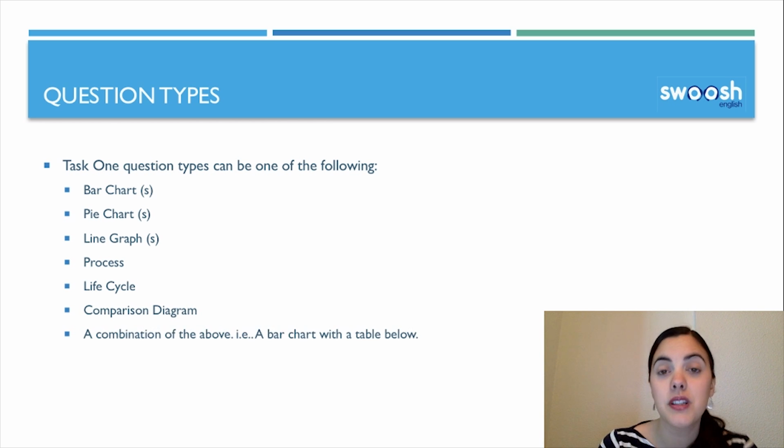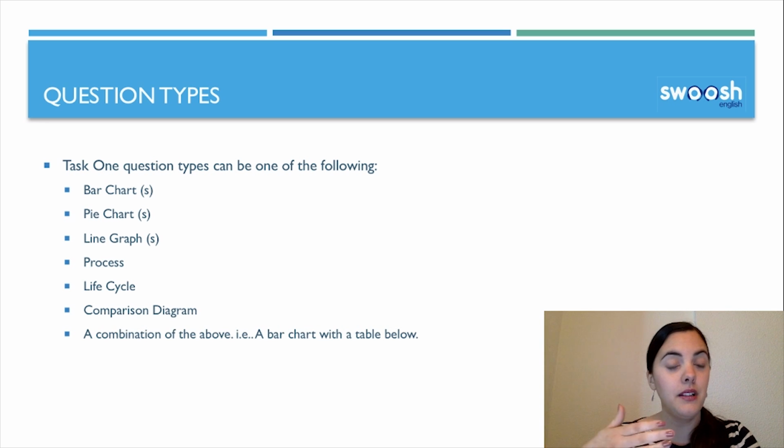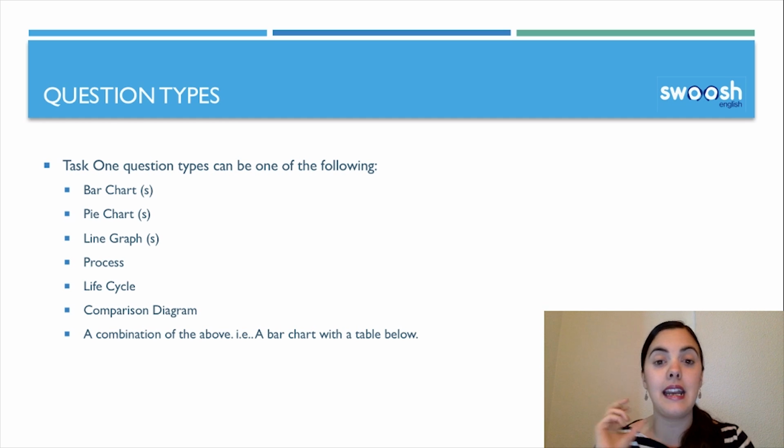And the most important thing to realise is it could be a combination of any of the above. You could be given a bar chart and a table. You could be given a life cycle followed by a process. Just be aware of the different types you could be given and be aware that it could come in any combination.